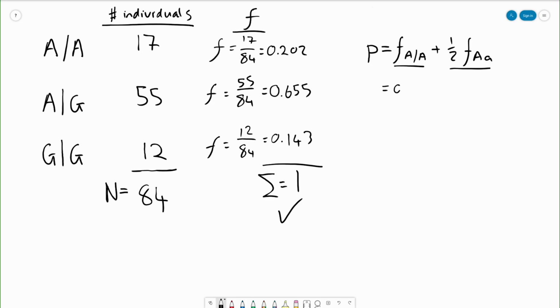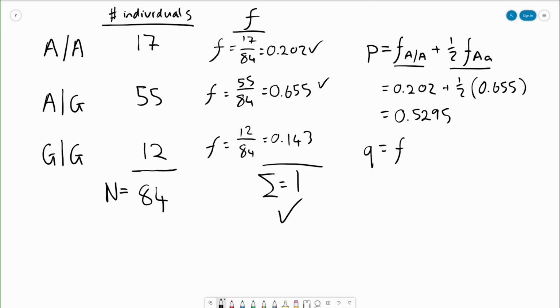That's going to be 0.202 from here, plus half of 0.655, which is equal to 0.5295. And just to make sure I'm not doing anything weird, we'll compute Q directly from here. So that's this frequency plus half the frequency of the heterozygotes.